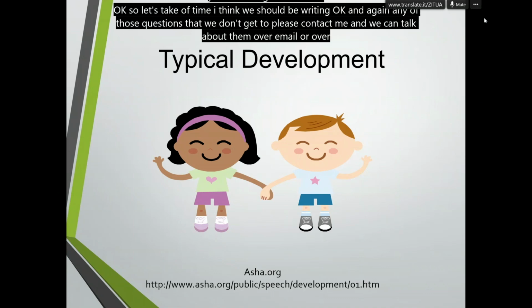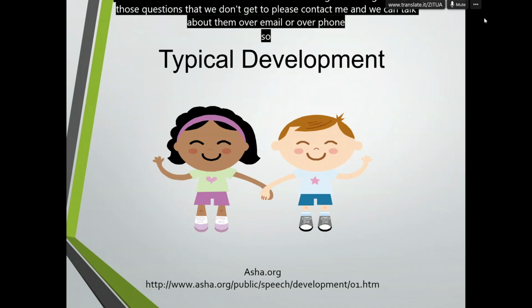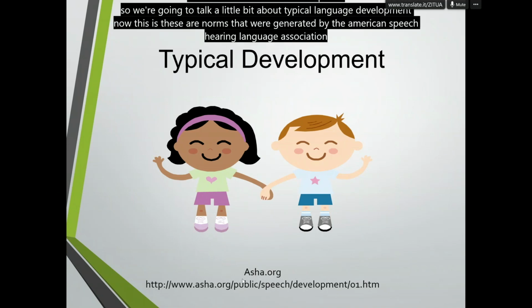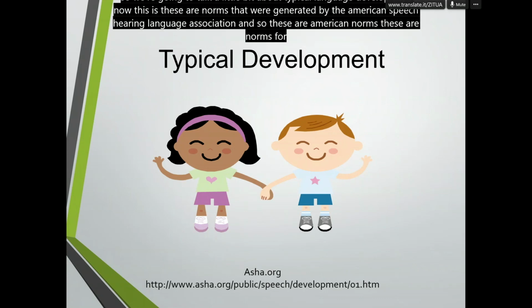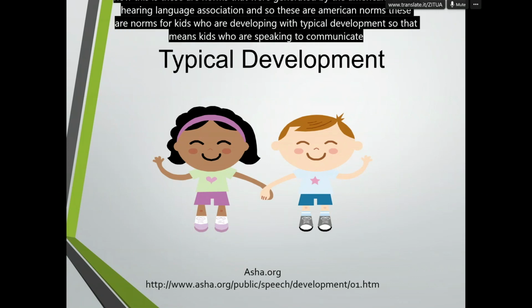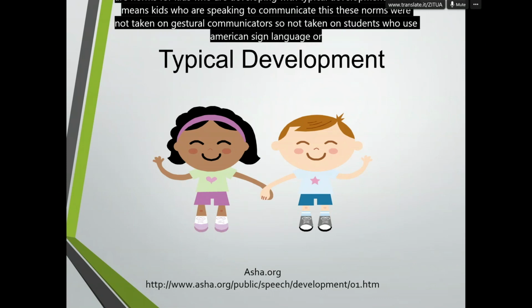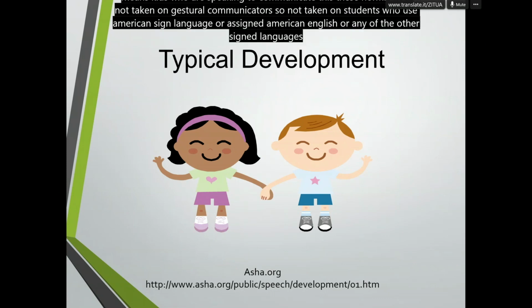So we're going to talk a little bit about typical language development. Now these are norms that were generated by the American Speech-Language-Hearing Association, and so these are American norms. These are norms for kids with typical development, so that means kids who are speaking to communicate. These norms were not taken on gestural communicators, so not taken on students who use American Sign Language or Signed English or any of the other signed languages. So I wanted to make sure that I gave you that information.